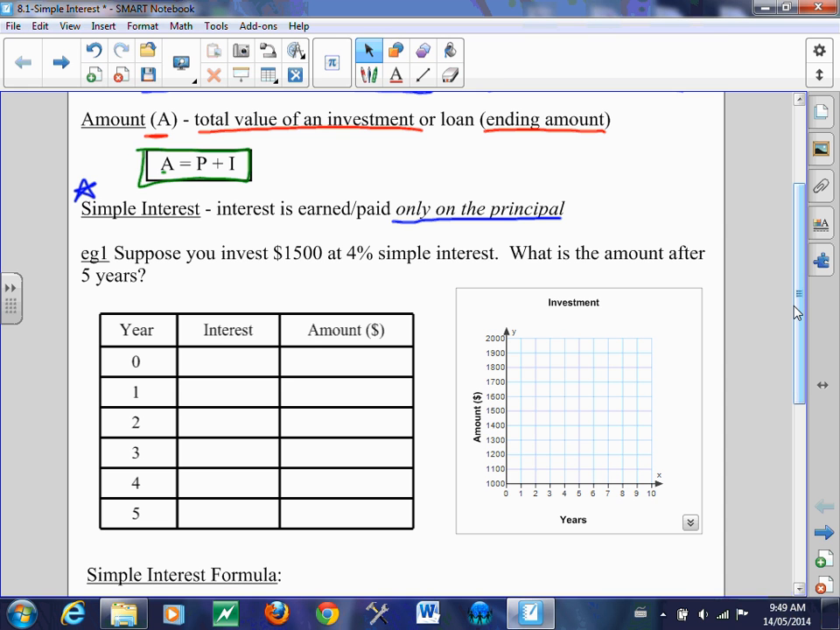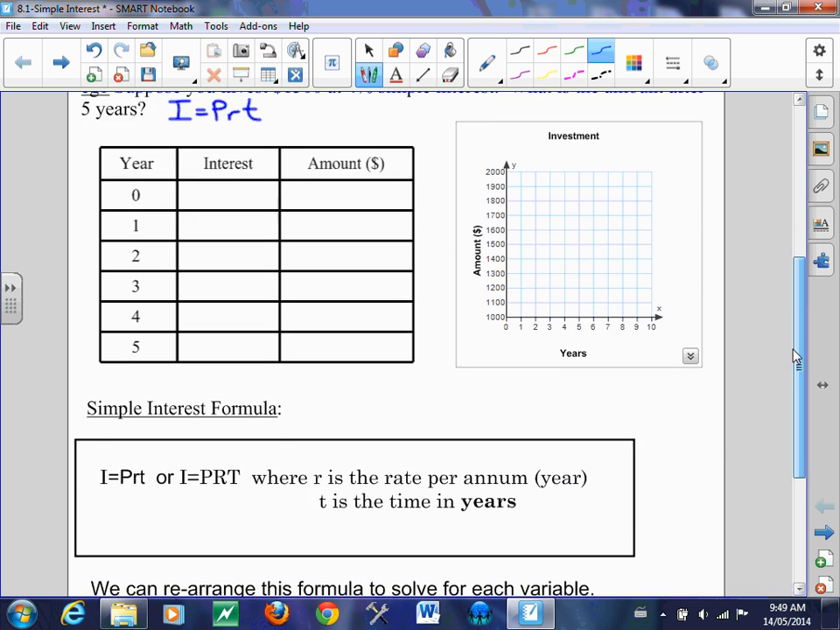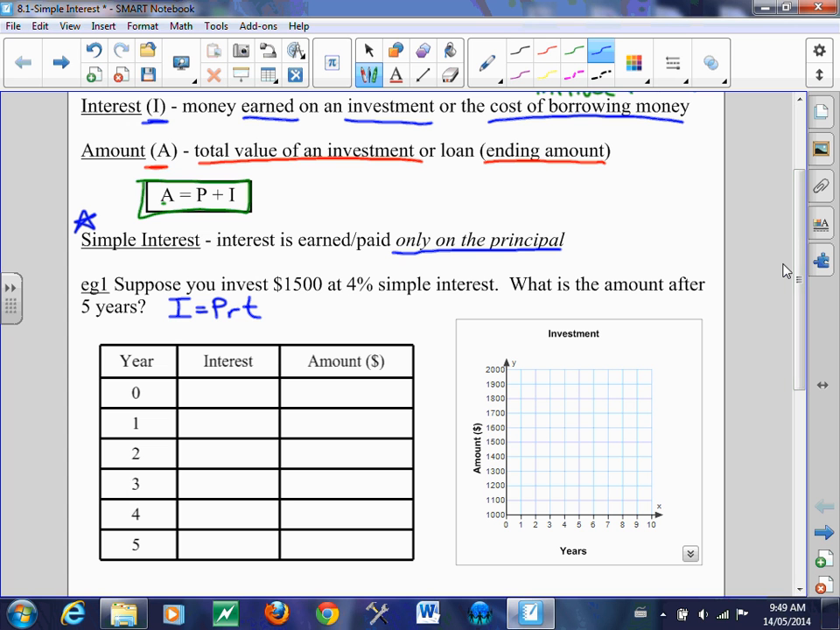So remember, we're going to use a simple formula. Simple interest has a formula I equals PRT. It's just down below here, folks, so we're going to put it in a box in a minute. At year 0, we haven't had any interest, but the amount we start with at year 0 is 1,500.